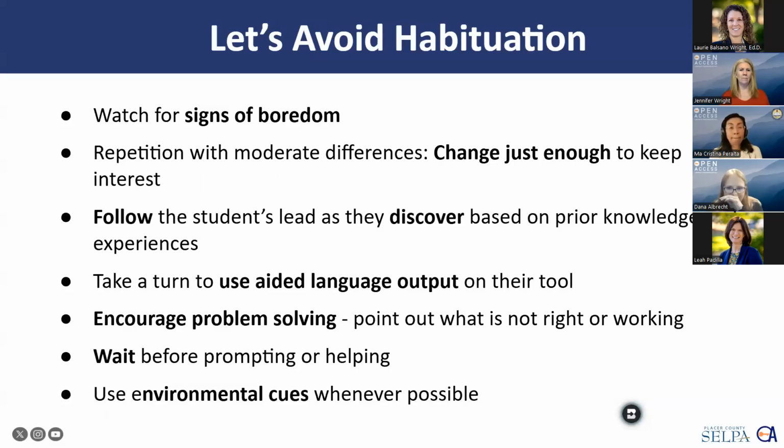So the next slide. How might we avoid habituation, right? But still, we want to make sure that we're providing the framework and the structure of our routines. Well, we can change up one element at a time. Sometimes we refer to this as repetition with moderate differences. So maybe we might take a different route through campus. Do you want to go this way to get to the library, or do you want to go that way to get to the library today?